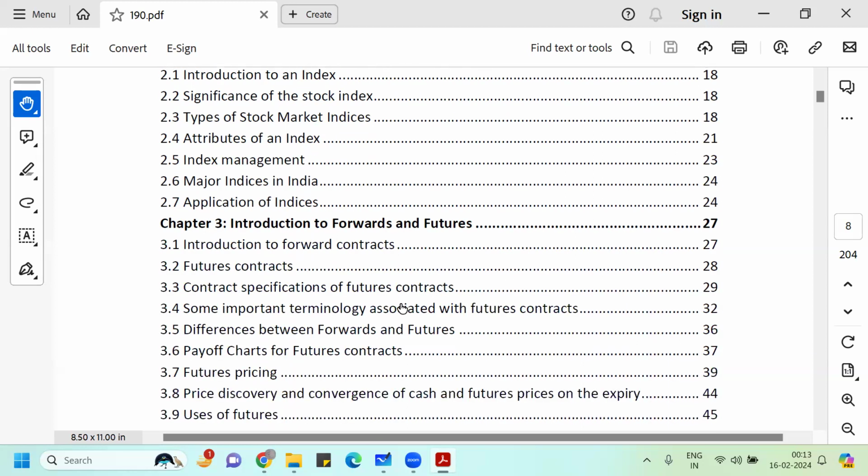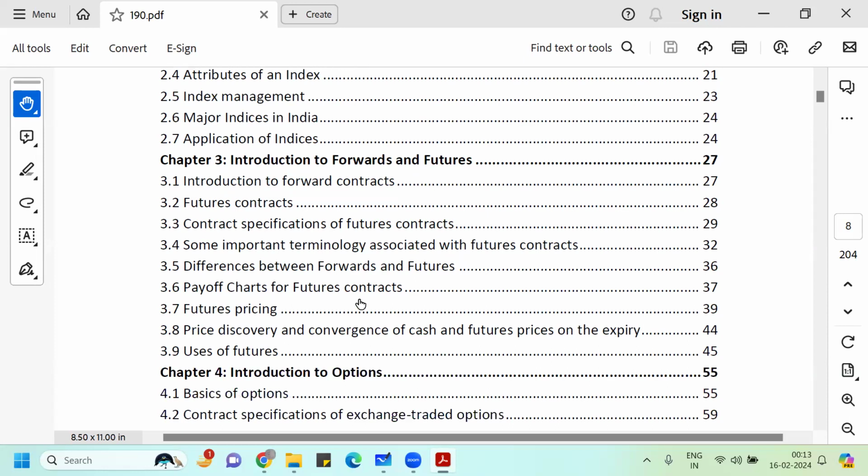Then in chapter 3, we'll talk about the basic derivative instruments like forward contract and future contract. Here we'll study about payoff models, how the pricing of future and forward is done, what is basis risk, what is the difference between forward and future, all that.